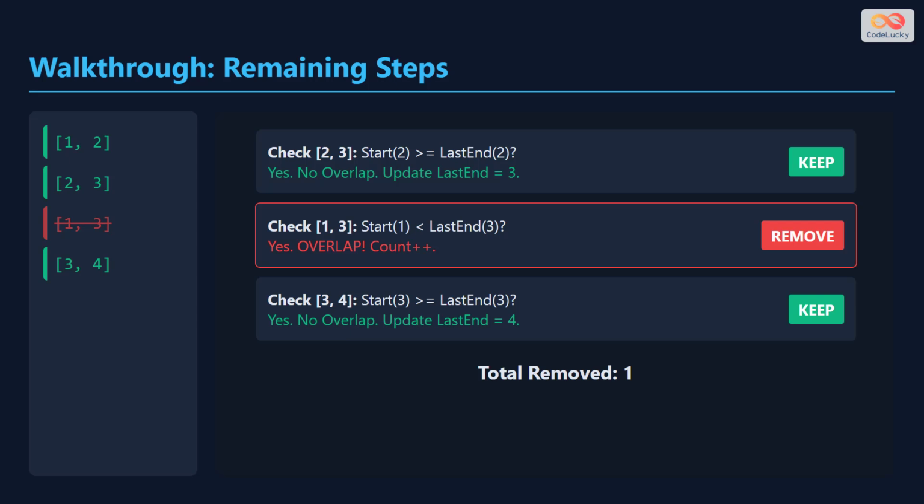Next, we check [2,3]. It starts at 2, which is equal to our last end of 2. No overlap, so we keep it and update last end to 3. Then comes [1,3]. It starts at 1, which is less than 3. That is an overlap. We remove it and increment our count. Finally, [3,4] starts at 3. No overlap. We keep it. Total removed is 1.